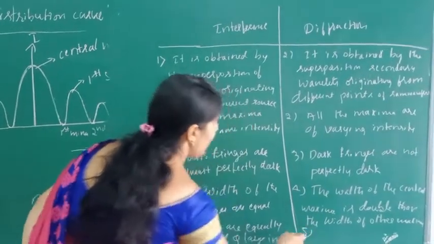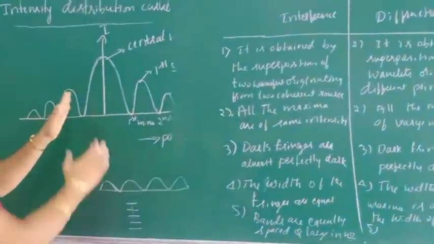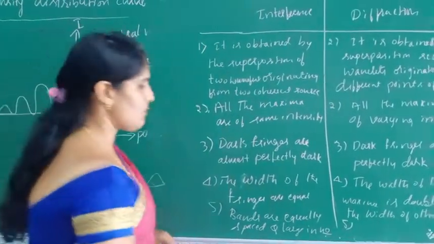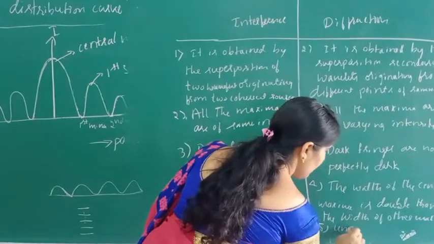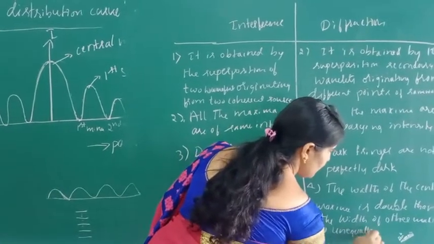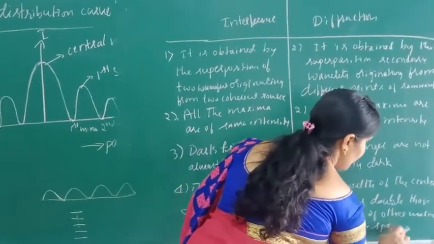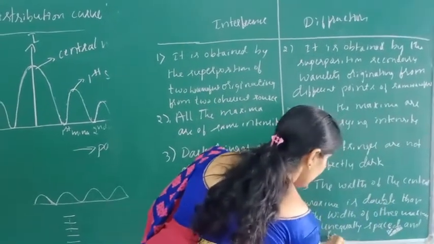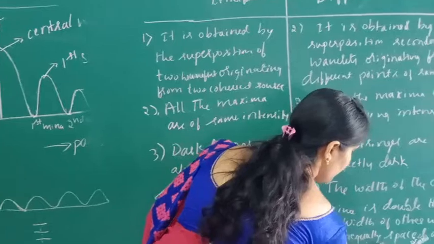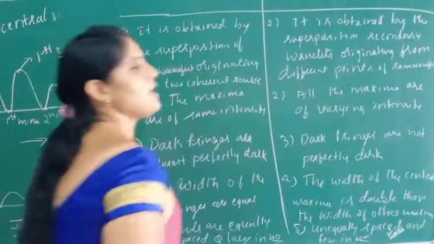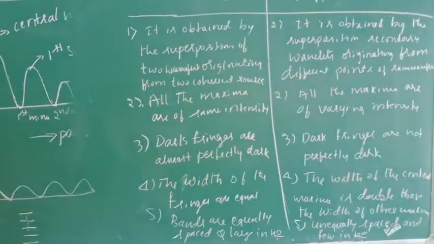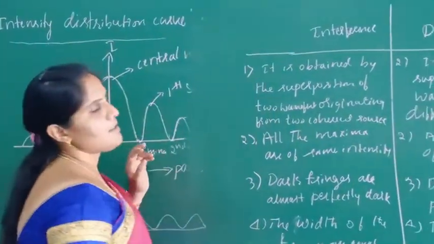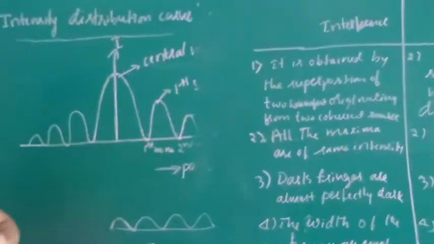In diffraction, bands are unequally spaced and few in number. In interference, bands are large in number. In diffraction, bands are few in number, because the intensity goes on decreasing and quickly reaches the minimum point.